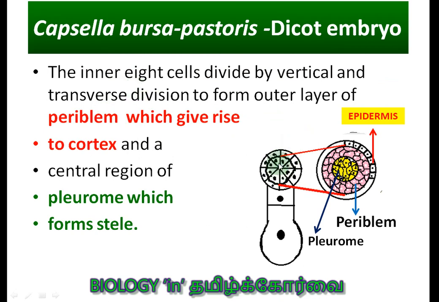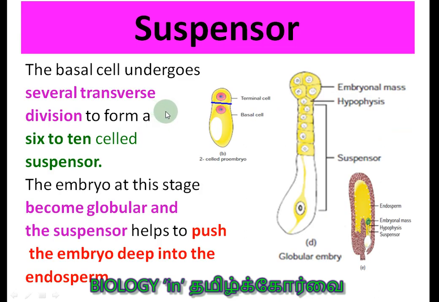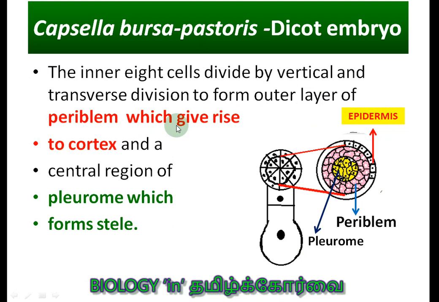Okay, next. The inner 8 cells, what happened to the inner 8 cells? These are the inner 8 cells. The inner 8 cells undergo both vertical and transverse division, students. So naturally, when it is undergoing both vertical and transverse division, the cells become more or less irregular. So it leads to the formation of two layers. One is the outer layer. You see this pink color portion, it is the periblem.